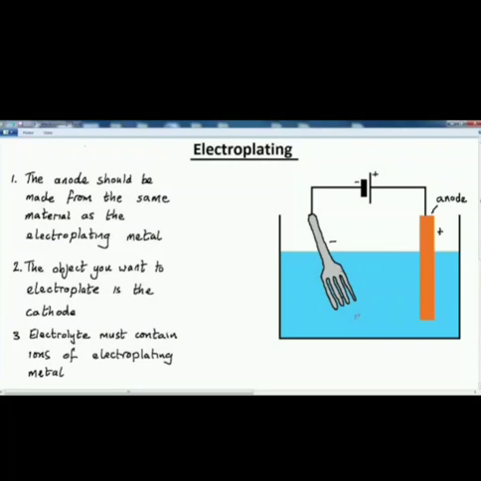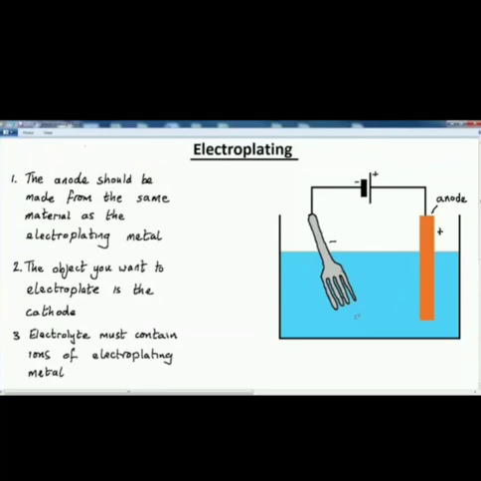And the second condition is that the metal to be plated on that article is always made the anode. Why? Because this metal acts as an active electrode, which will continuously dissolve into the solution and discharge at the cathode.